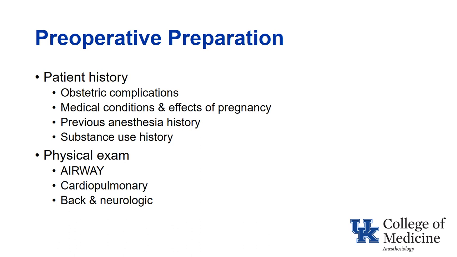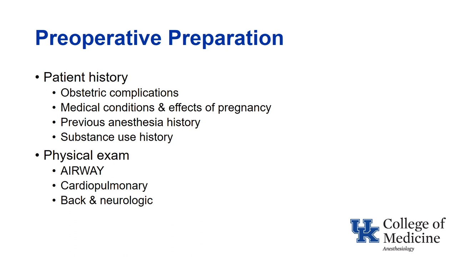So to begin, let's talk about preoperative preparation for a patient undergoing cesarean delivery. When we see these patients on our patient history, there are certain things that we want to focus on, in particular, that will guide us in terms of our plans for anesthetic management. Number one, we want to determine what, if any, obstetric complications this woman has encountered. Does she have a placenta previa? Are they suspecting an abruption? Does she have preeclampsia? All of these obstetric complications will affect how we manage our anesthetic.